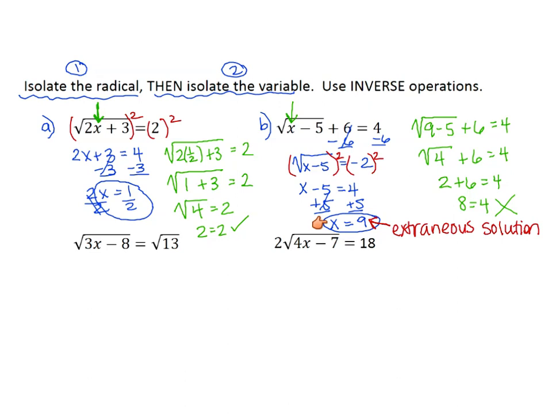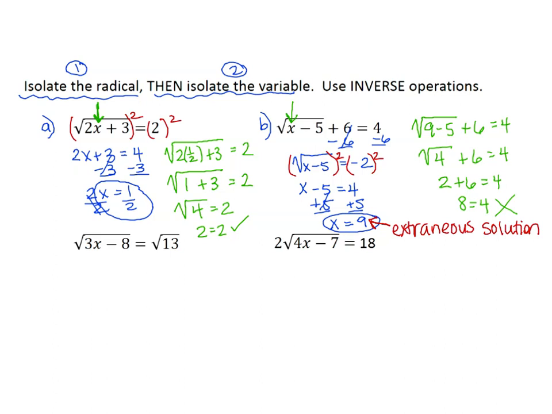This is almost always going to happen when you're squaring a negative number, because this number started out as negative, and because of the squaring, it becomes positive. So that is usually when you're going to end up with an extraneous solution, but we have to check every time.